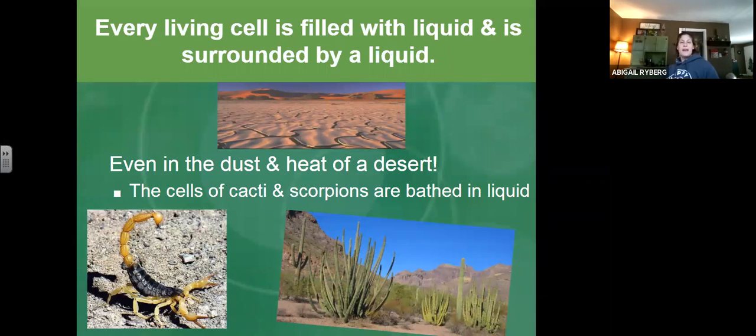Keep in mind that every living cell is filled with liquid and is surrounded by a liquid. So even organisms, plants or animals that are in the driest, hottest of deserts must maintain liquid within the cell itself and surrounding it.